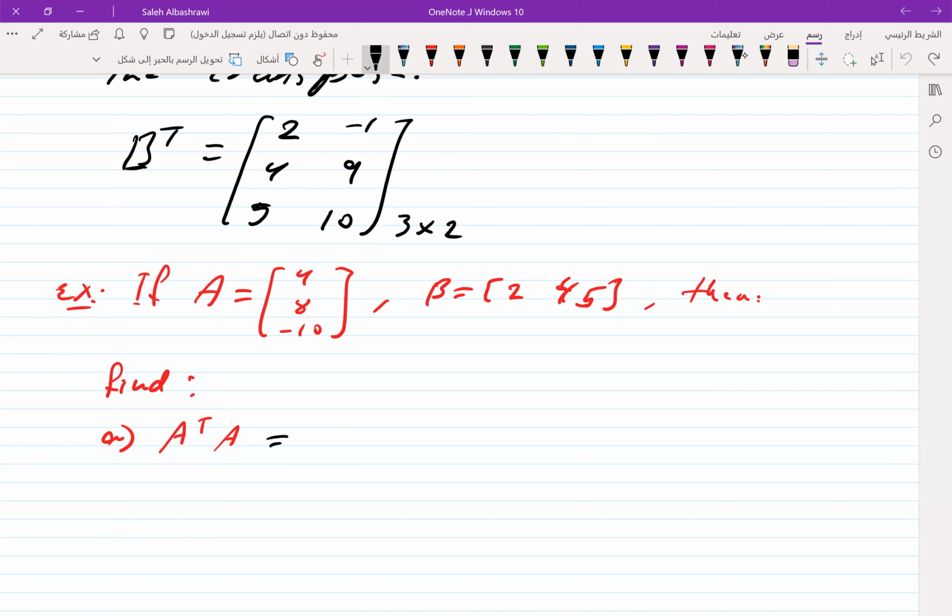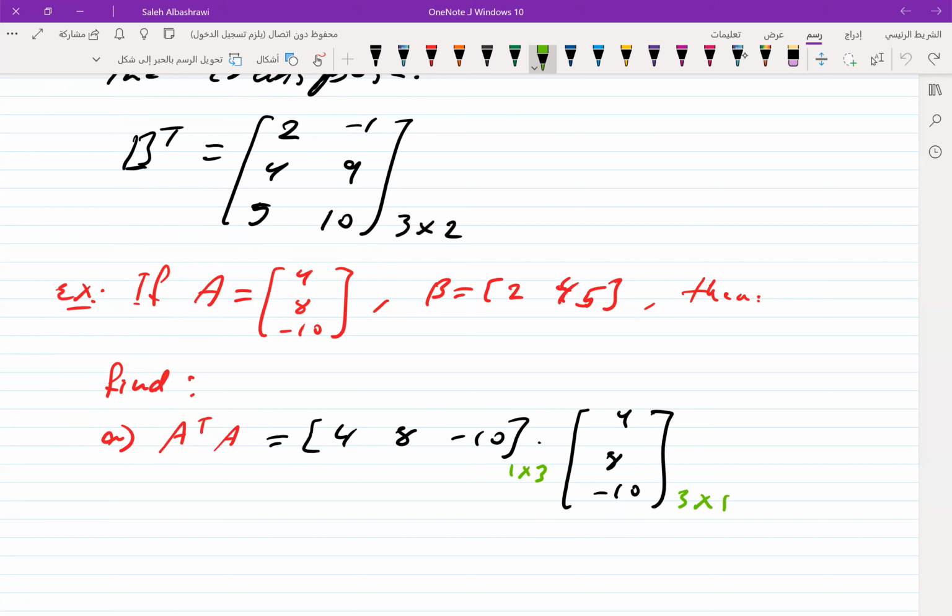A transpose will be given by 4, 8, minus 10, converted to a row vector, multiplied by A, which is 4, 8, minus 10. So the first one is 1 by 3, the second one is 3 by 1. So the outcome, since I have 3 and 3, will be a 1 by 1 matrix. Let's try and find this one to see.